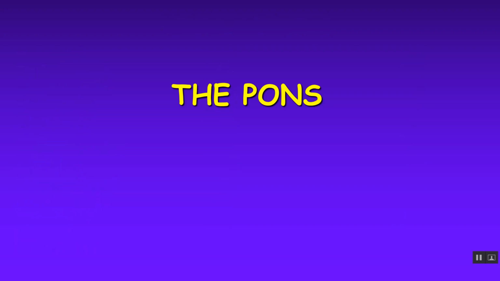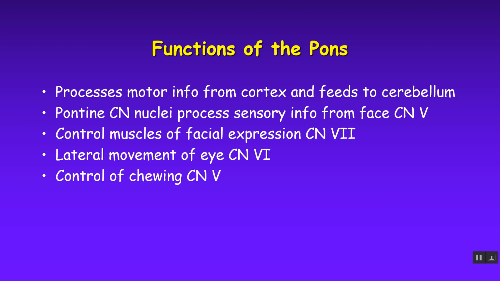Pons, I think we only have one section through the pons. First of all, big picture, the pons processes motor information from the cortex and feeds it to the cerebellum. So remember those corticopontine fibers coming down, they communicate with pontine nuclei that send it to the cerebellum. That's one of the things it does.